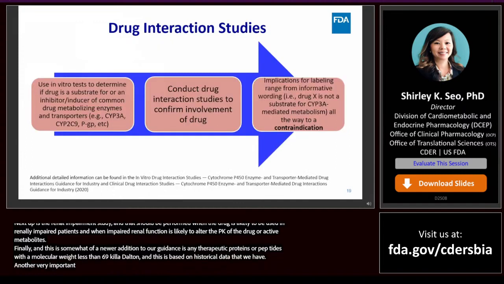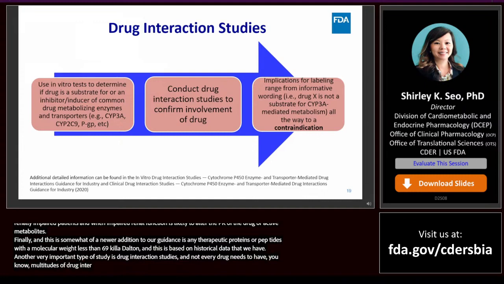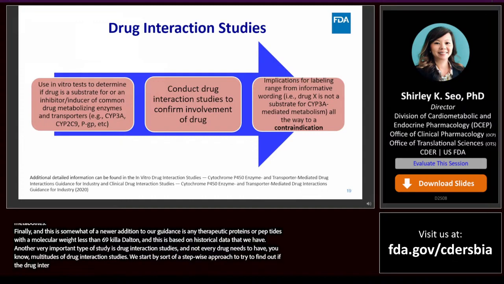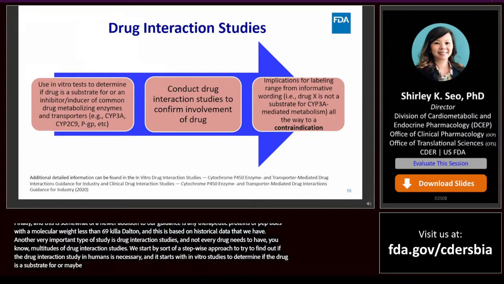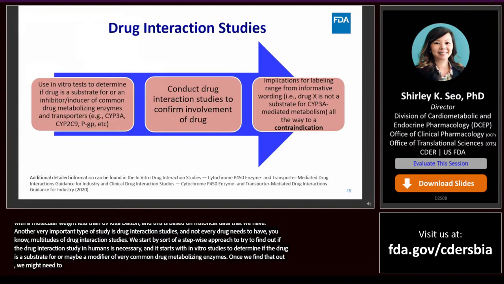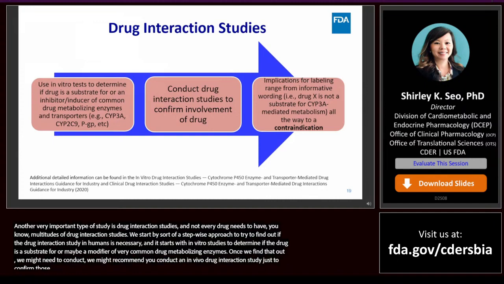Another very important type of study is drug interaction studies. And not every drug needs to have multitudes of drug interaction studies. We start with a stepwise approach to try to find out if a drug interaction study in humans is necessary. And it starts with in vitro studies to determine if the drug is a substrate for or maybe a modifier of very common drug metabolizing enzymes. Once we find that out, we might recommend you conduct an in vivo drug interaction study just to confirm those in vitro test results.